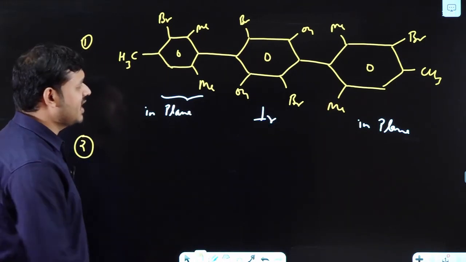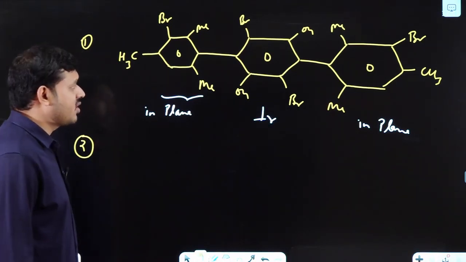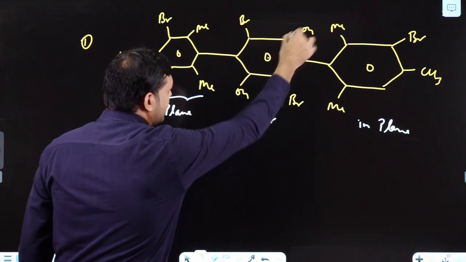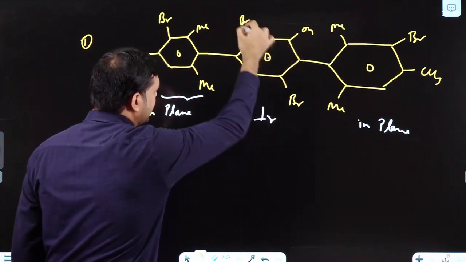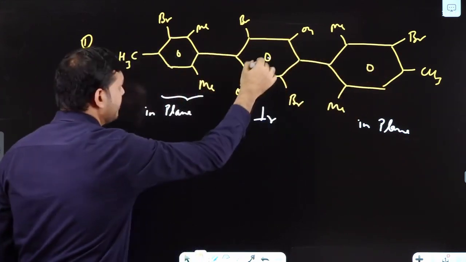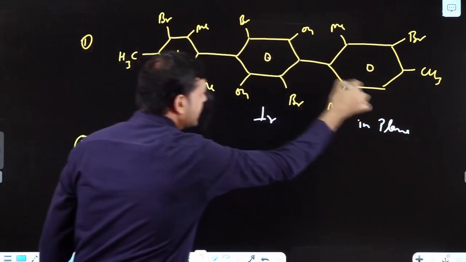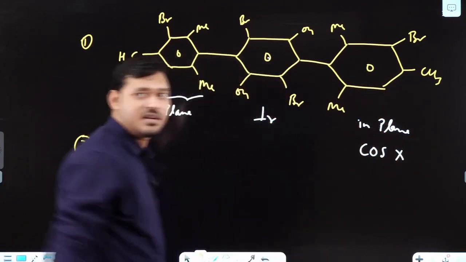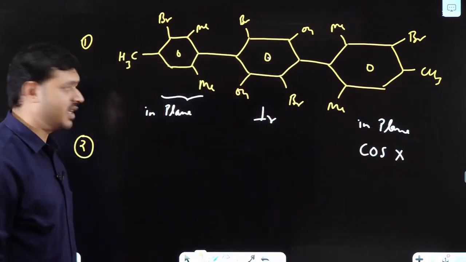So let me check whether it has POS or COS. If I take this as center, then this OH, this OH, this Br, this Br. But from this side methyl, that is okay. This side bromine, but this side is not bromine. So I can say COS is absent. Clear? COS is not present here.